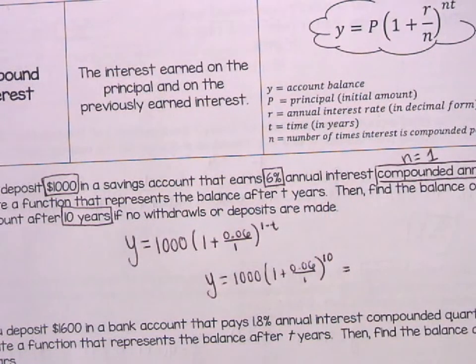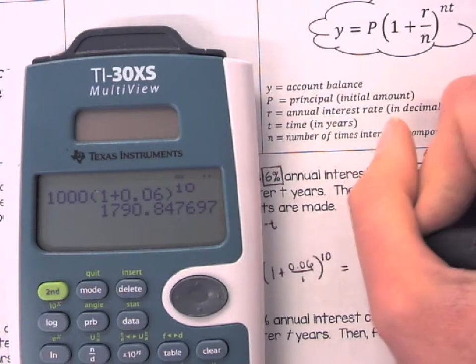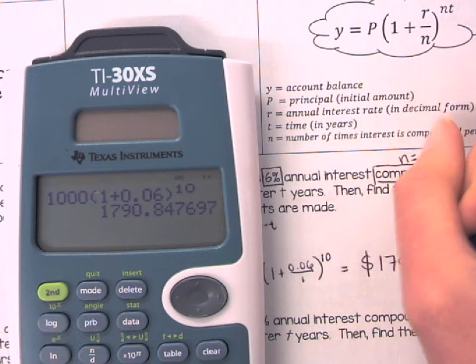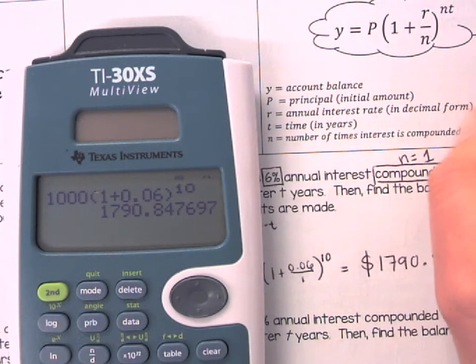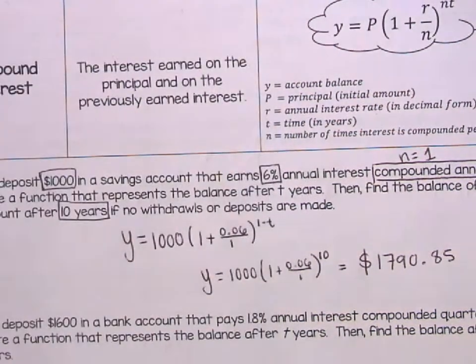Type that into our calculator. We're going to go 1,000 times 1 plus 0.06 divided by 1. It doesn't change, so I'm just going to write it like that, to the 10th power, which equals $1,790, and we'll round it to the nearest cent. So it was 85 cents. Same idea on all of these.